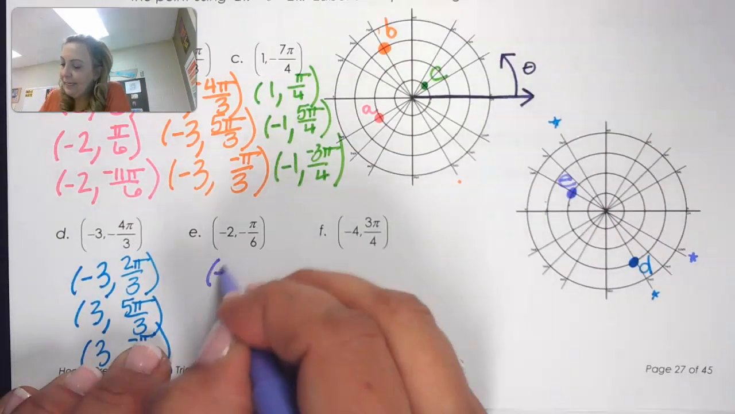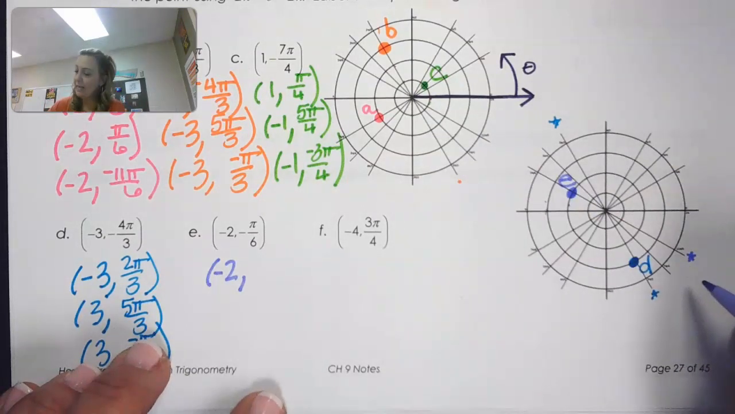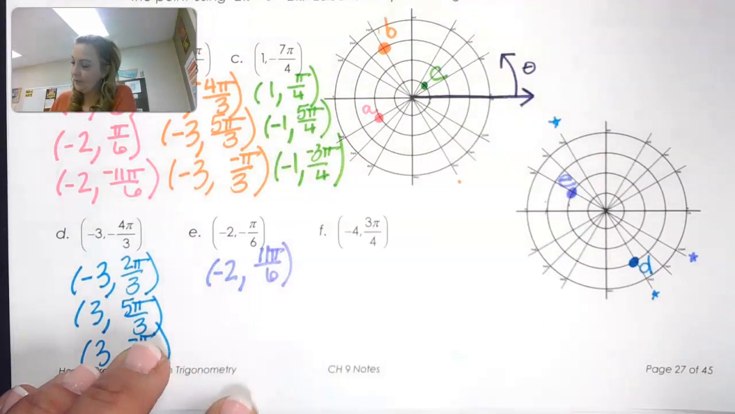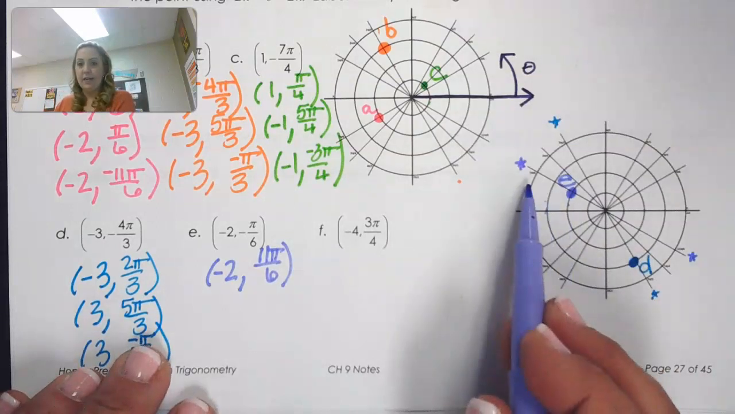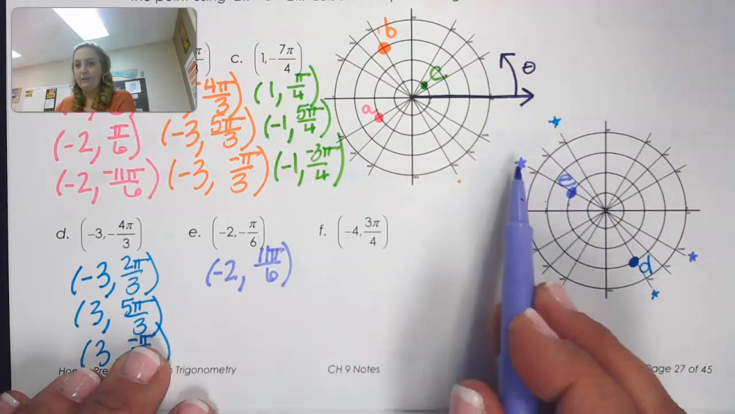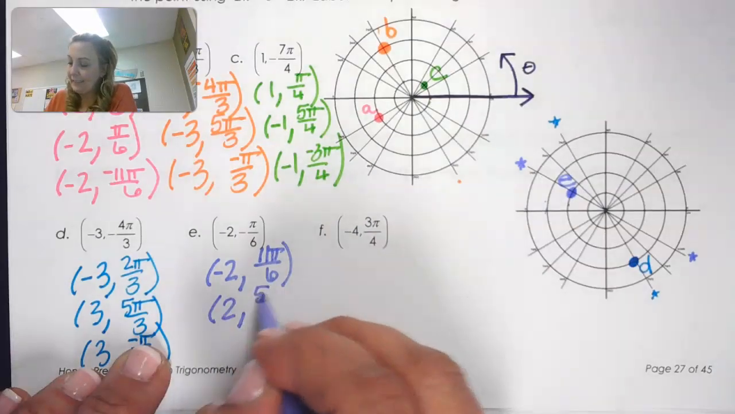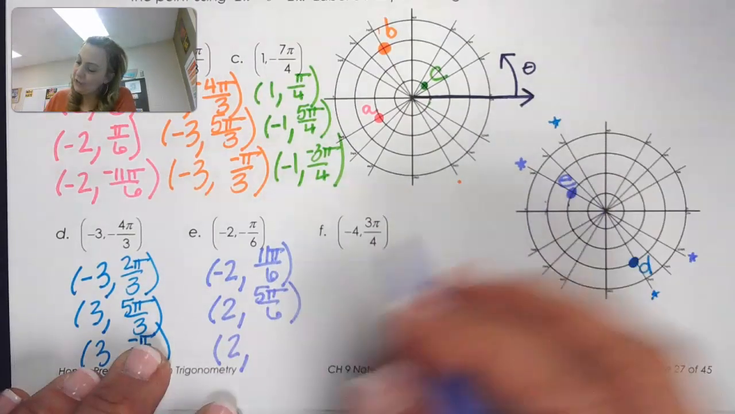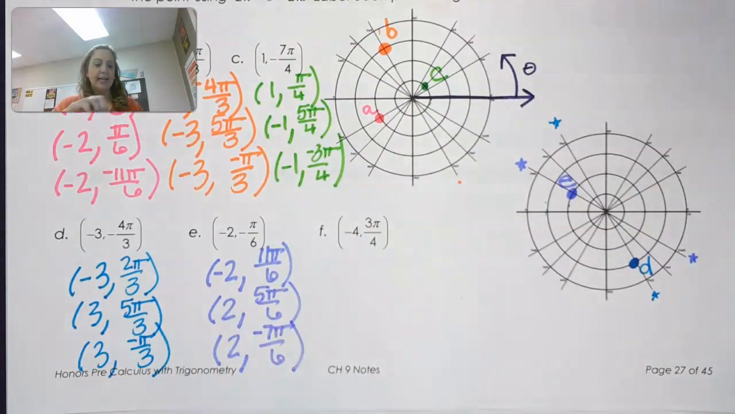If I wanted to keep the -r value, this π/6 would be the same as 11π/6. Or if I wanted to go in a positive direction for r, I would deal with this angle for my theta, and I can see that would be 5π/6. Or if you went the other direction, -7π/6. Okay, that's kind of the gist of it.